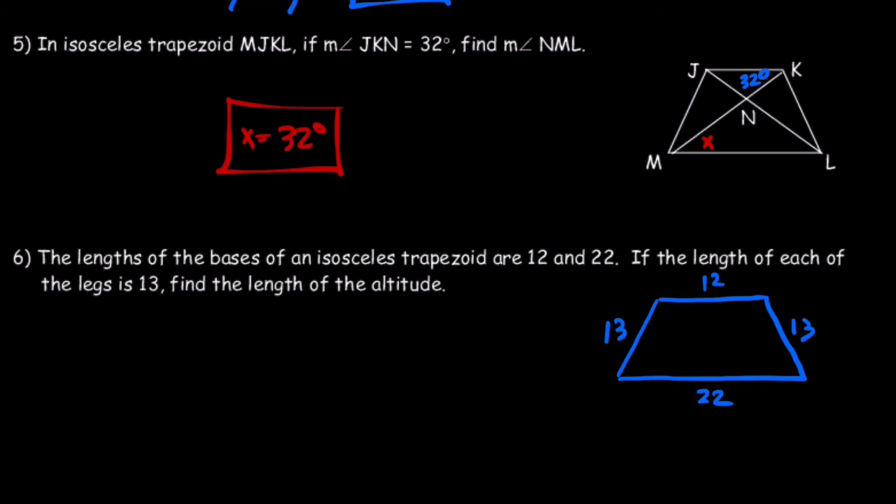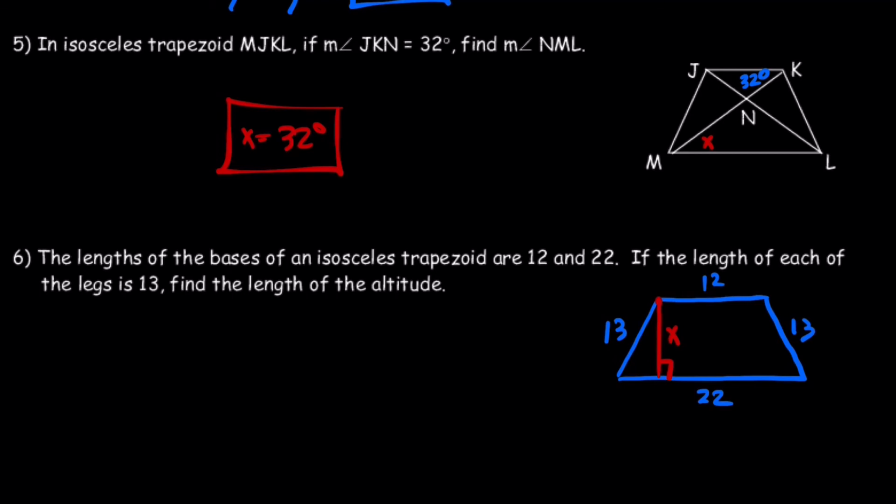Well, how am I going to find an altitude? First of all, what is an altitude? An altitude comes down perpendicular to the base. So I can draw an altitude anywhere I want. These are all altitudes. Well, when it comes to an isosceles trapezoid, one altitude sort of makes sense, dropping it from that corner. So I want to find x.